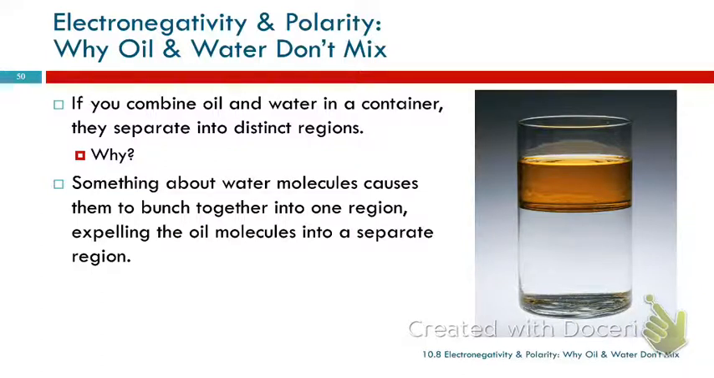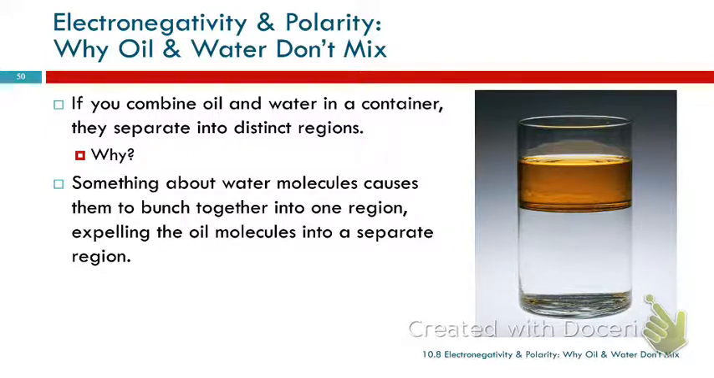You can think of Italian salad dressing. You can shake that up and set it down, and the oil starts to go to the top, the vinegar part starts to go to the bottom. It just does not stay mixed together. Why is that? Why won't those things mix?